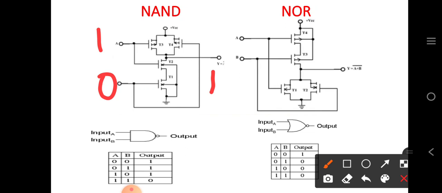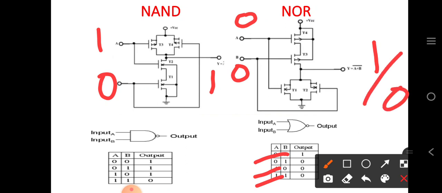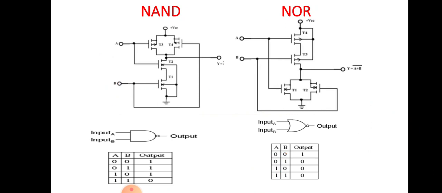Similarly, in the NOR operation, if both the inputs, that is A and B, are 0, then and only then the output will be 1. For the rest of the 3 conditions, the output will be 0. So this is the CMOS NOR operation. From the circuit diagram you can see it is the CMOS family in which N channel as well as P channel are both fabricated on the same chip. So this is all about the CMOS.